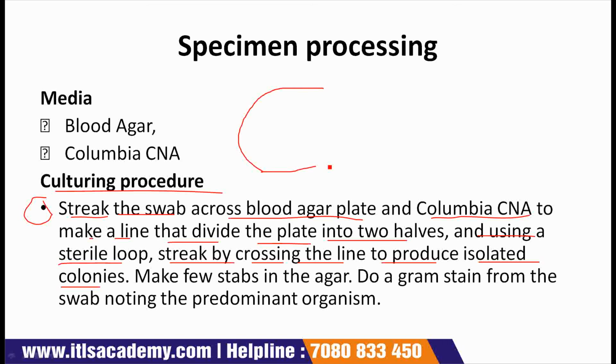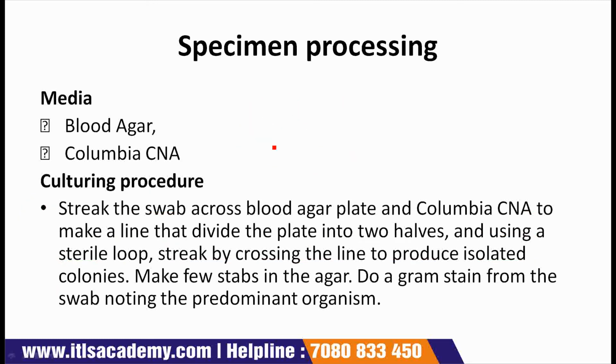Something like this. If this is an agar plate, then simply take the swab and make a line that divides the plate into 2 halves. That is, this is one half and this is another half. Make a few streaks in the agar. Do a gram stain from the swab, noting the predominant organism.